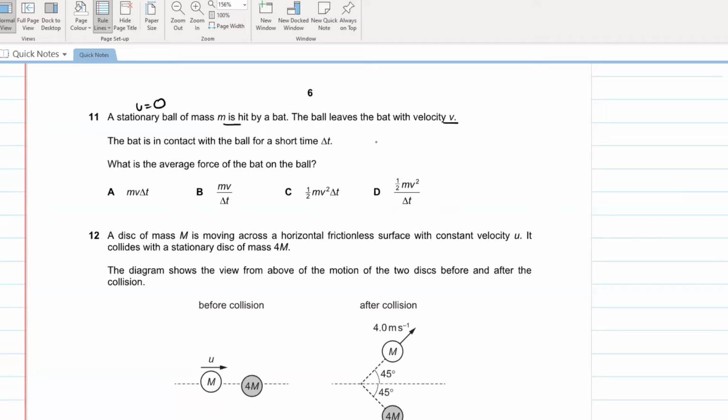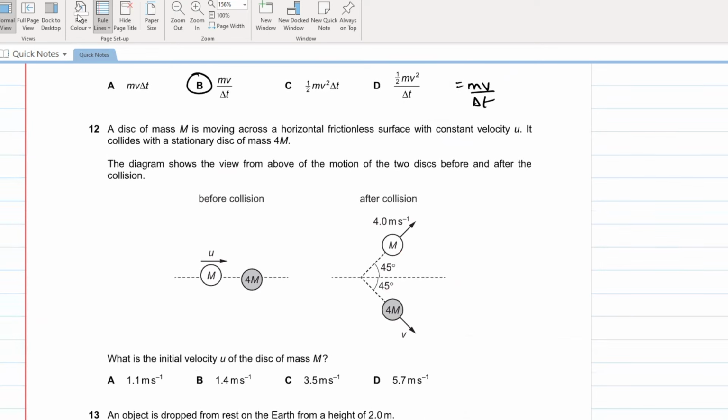Very, very easy. Force is equal to what? Change in momentum over change in time. How can you calculate change in momentum? Mass into change in velocity over change in time. Initially, your velocity was at rest. Now your velocity is v. Mass into v divided by change in time. B is your answer again.